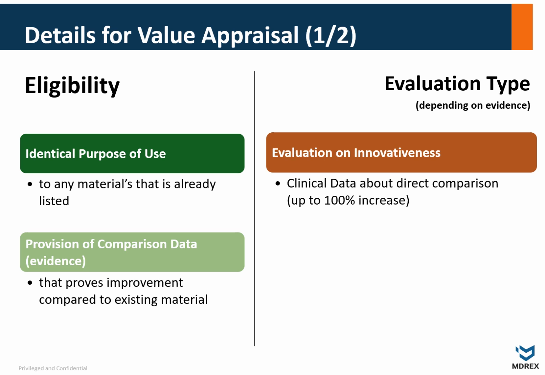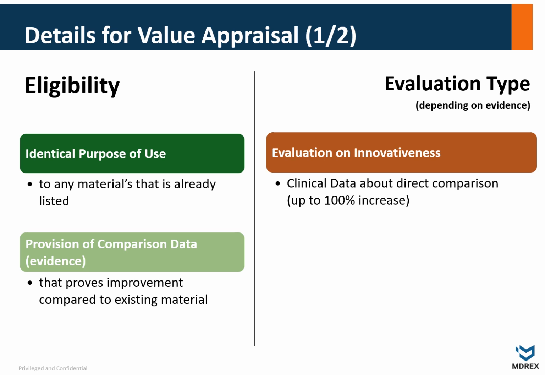The first type is evaluation on innovativeness. This type requires clinical data about direct comparison with existing material. The documents for submission shall be in the form of published literature that went through peer review or documents that meet requirements for product approval. This evaluation allows from 10 to 100% increase, again, as add-on price.